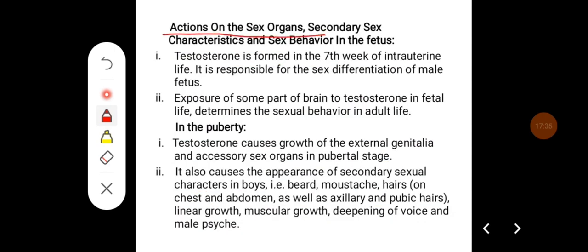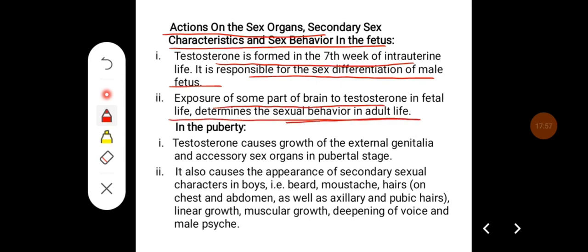Their actions on the sex organs, secondary sex characteristics, and sex behavior: in the fetus, testosterone is formed in the 7th week of intrauterine life and is responsible for sex differentiation in the male fetus. Exposure of some part of the brain to testosterone in fetal life determines the sexual behavior in adult life. In puberty, testosterone causes growth of external genitalia and accessory sex organs.